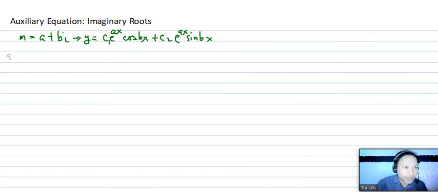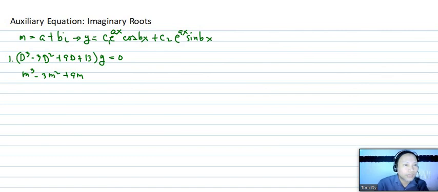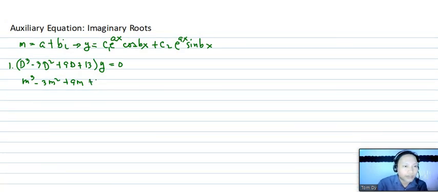Okay, we have our example. Let's say example number 1. We have D cubed minus 3D squared plus 9D plus 13. Now take note, you can make use of your calculator to solve your roots. When we solve this one, again, we will write its auxiliary equation, that is m cubed minus 3m squared plus 9m plus 13, which is equivalent to 0.